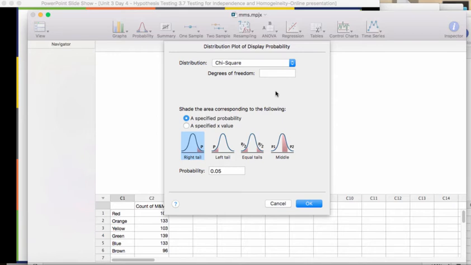It's going to ask the number of degrees of freedom. Because there are 6 categories, we will use one less. Degrees of freedom is always one less than the number of categories when we're looking at a goodness of fit test. So it's going to be 5 degrees of freedom. Our significance level was 0.05, so let's now see what that looks like.